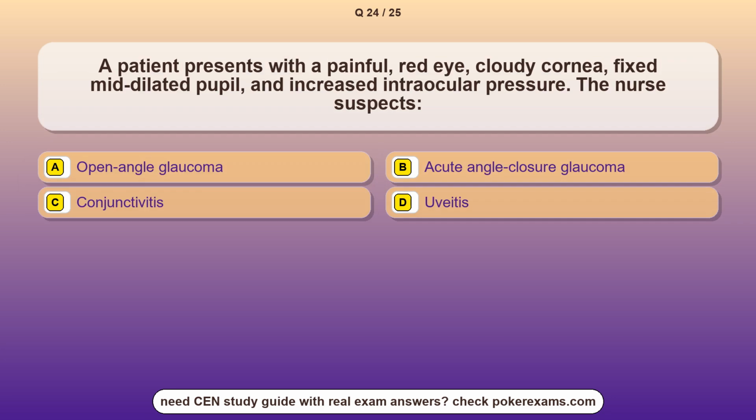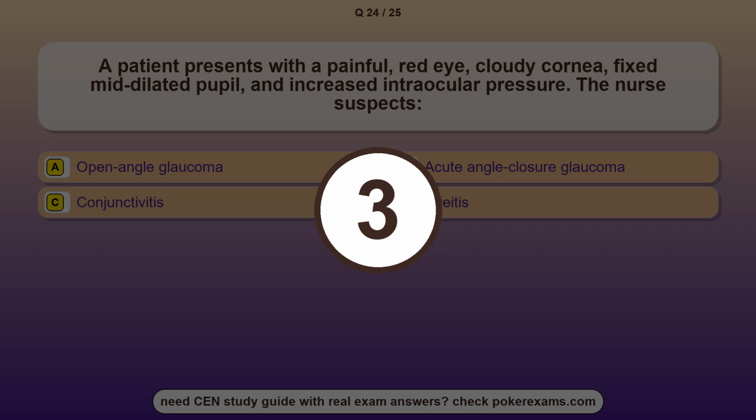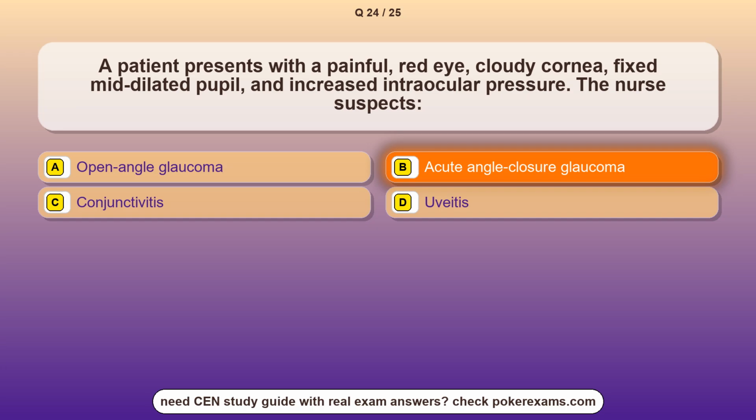Question 24. A patient presents with a painful, red eye, cloudy cornea, fixed mid-dilated pupil, and increased intraocular pressure. The nurse suspects: Option A, open-angle glaucoma. Option B, acute angle-closure glaucoma. Option C, conjunctivitis. Option D, uveitis. The correct answer is option B, acute angle-closure glaucoma.